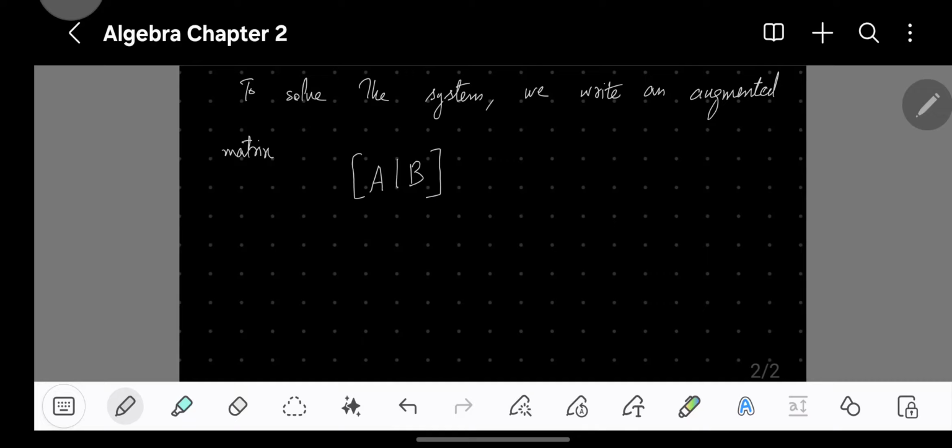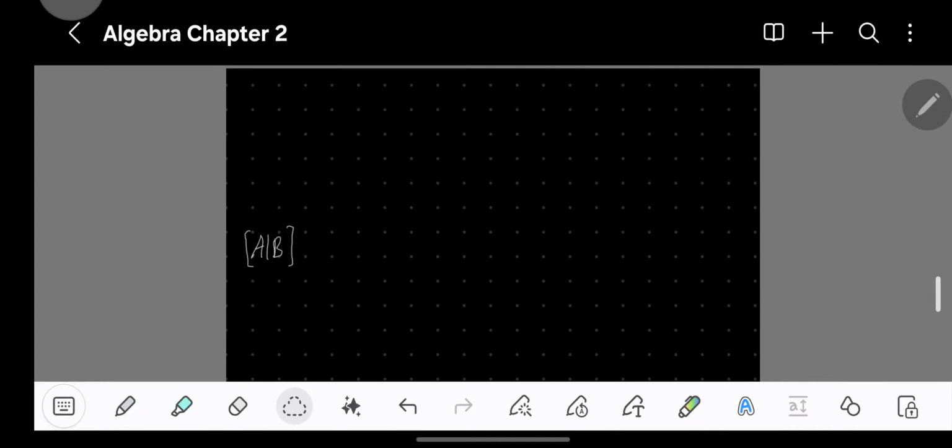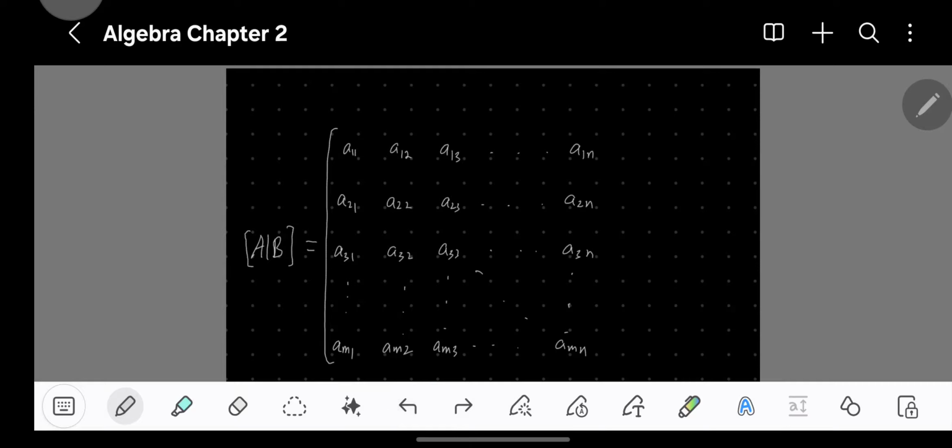Okay, let's look at how we adjoin these two matrices. So here we have A adjoined with B. How will I write it? First I will write A, and then I will make a line, this line, you can check this line, and then I will write matrix B. And this matrix is called an augmented matrix.